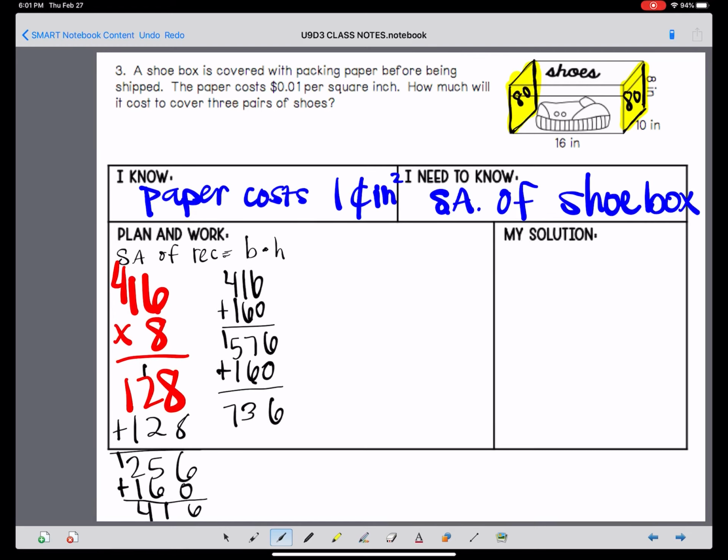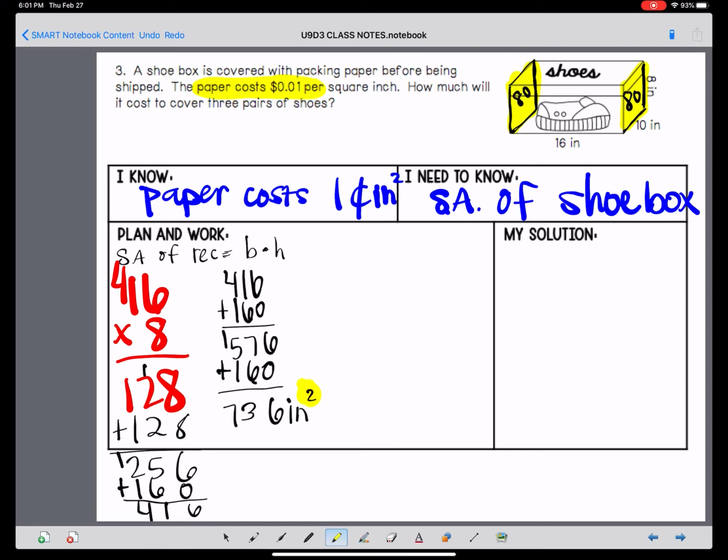And I get 736 inches squared. Whatever you do, do not forget to square your answer, because it's inches squared, because it's area. All right, so that was the first part of the question. The next thing says that the paper that we're going to wrap the shoes in for your dad's birthday is going to cost 1 cent per square inch.